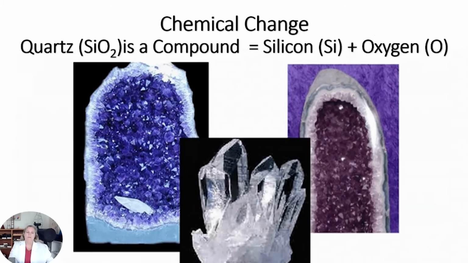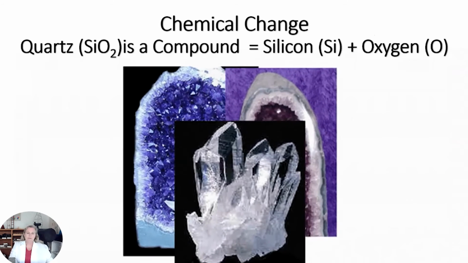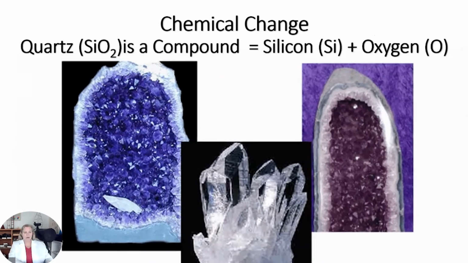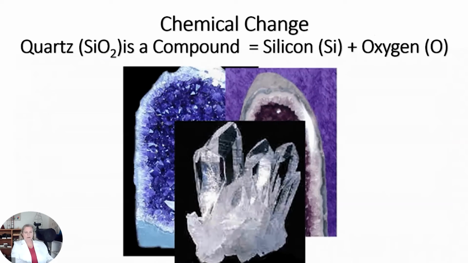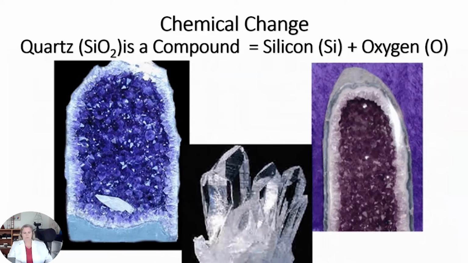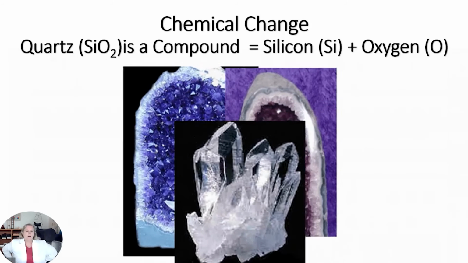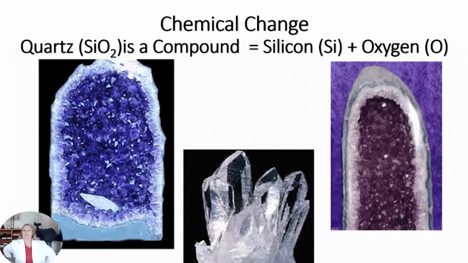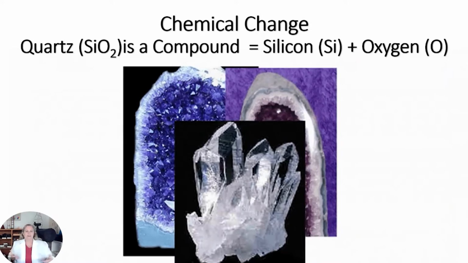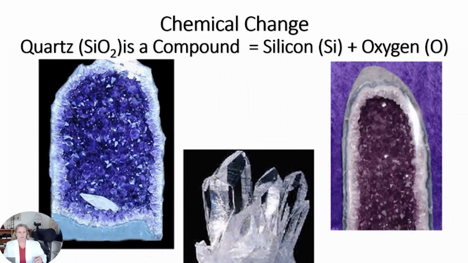All right, so this is talking about how a compound changes chemically. We have quartz, which is SiO2, that's the name of our compound, and it is simply silicon, which is Si, and oxygen. Now what's weird is, how do you get all these different looks? Even if we just study quartz, which is all SiO2, there are lots of different color variations. It's probably one of the most common.